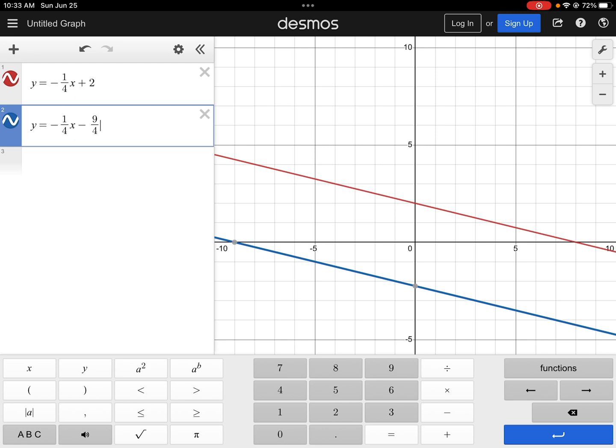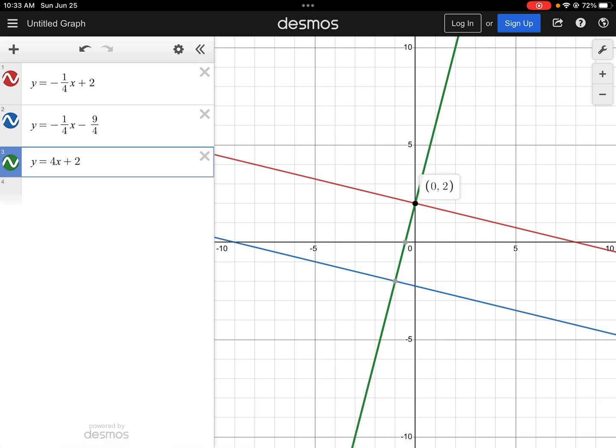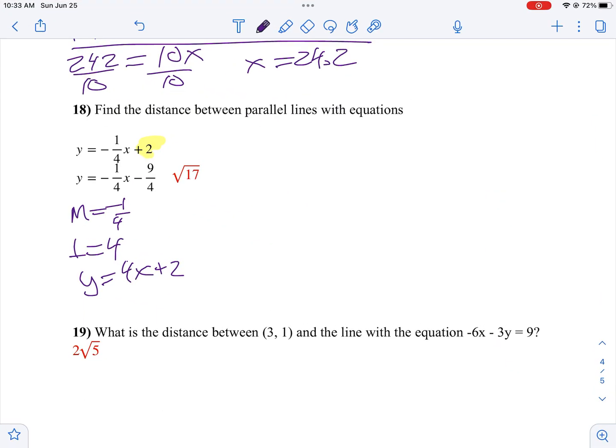So I want to graph that so I can see where they cross. So y equals 4x plus 2. Notice my green line crosses exactly where I thought it was going to cross. It crosses here at 0 and 2. It crosses my other line at negative 1 and negative 2. So those are the 2 points I want to find the distance between: 0, 2 and negative 1, negative 2.